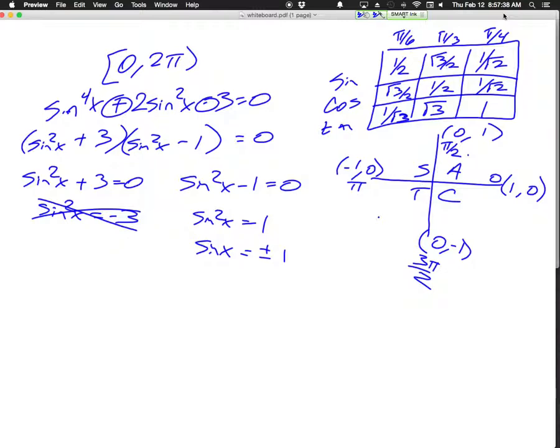Now, do I find a match for 1 in sine on the special angles? No. So that means I need to go to the quadrantals. I need to know when does sine equal 1 and when does sine equal negative 1. What am I looking at when I go over there? I'm looking at the y value since it's sine. So pi over 2 and 3 pi over 2 would be my solution.